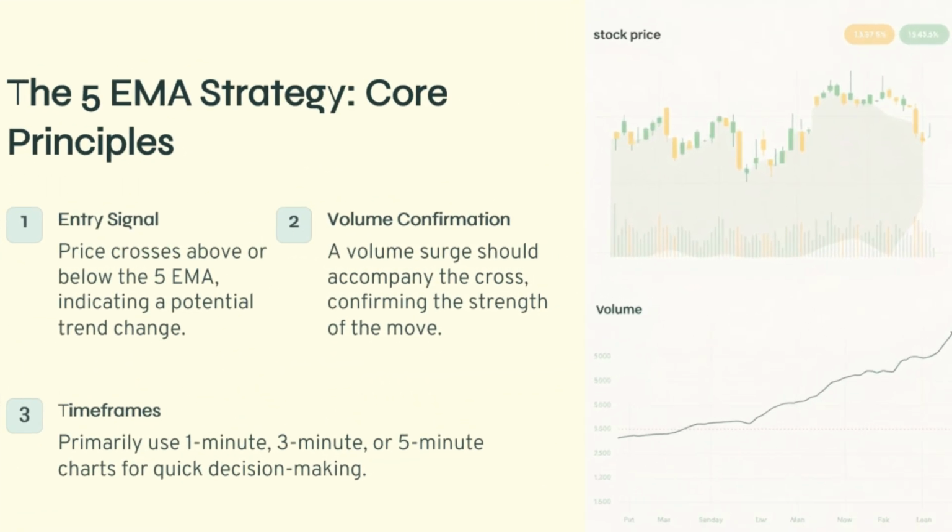The 5 EMA strategy, core principles. Entry signal: price crosses above or below the 5 EMA, indicating a potential trend change. Volume confirmation: a volume surge should accompany the cross, confirming the strength of the move. Time frames: primarily use 1-minute, 3-minute or 5-minute charts for quick decision-making.